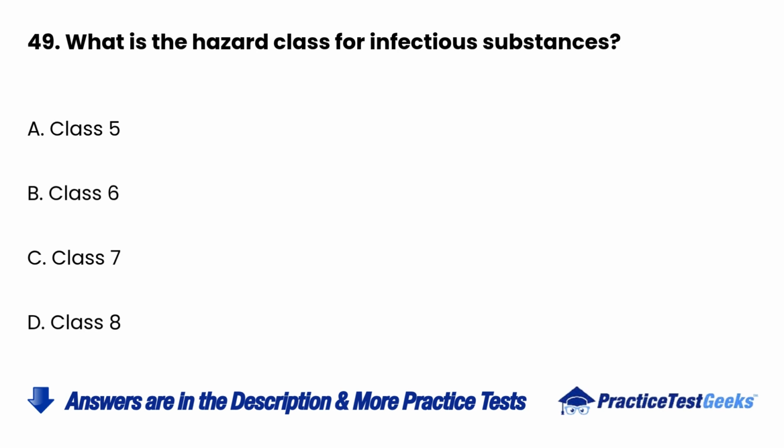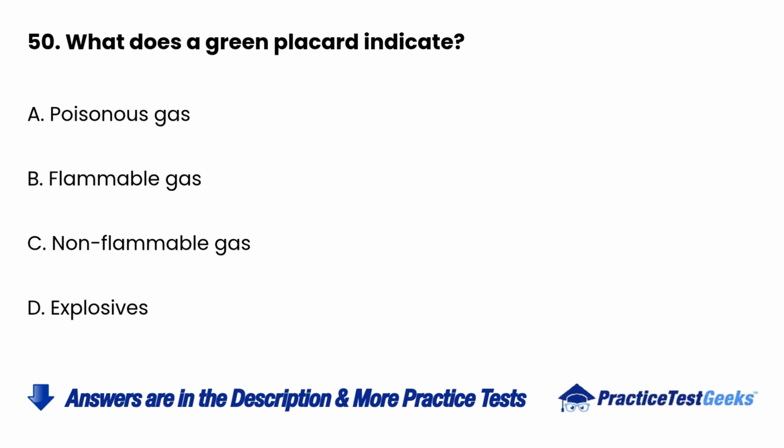49. What is the hazard class for infectious substances? A. Class 5. B. Class 6. C. Class 7. D. Class 8. 50. What does a green placard indicate? A. Poisonous gas. B. Flammable gas. C. Non-flammable gas. D. Explosives.